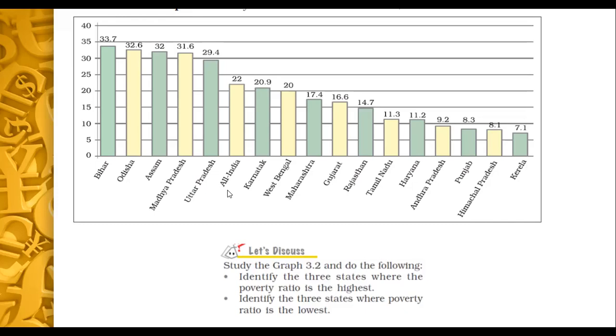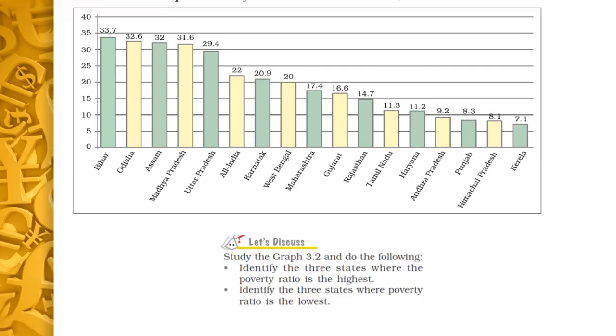I want you all to study this graph and identify the three states, and you will write the answer in your textbooks only. Identify three states where the poverty ratio is the highest, and identify three states where poverty ratio is the lowest.